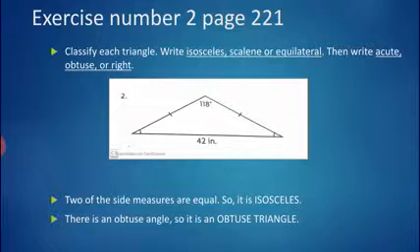So it is isosceles. The angle is 118, one angle. So this is an obtuse angle. If we have an obtuse angle, we have an obtuse triangle. So this is isosceles and obtuse.